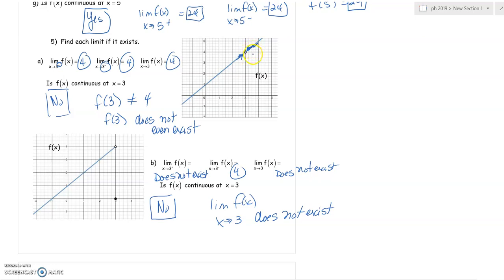So if I ask you, is f of x continuous at x equals 3? The answer is no, because even though the limit of the function as x approaches 3 exists, f of 3 is not 4. f of 3 does not even exist for number 5a.